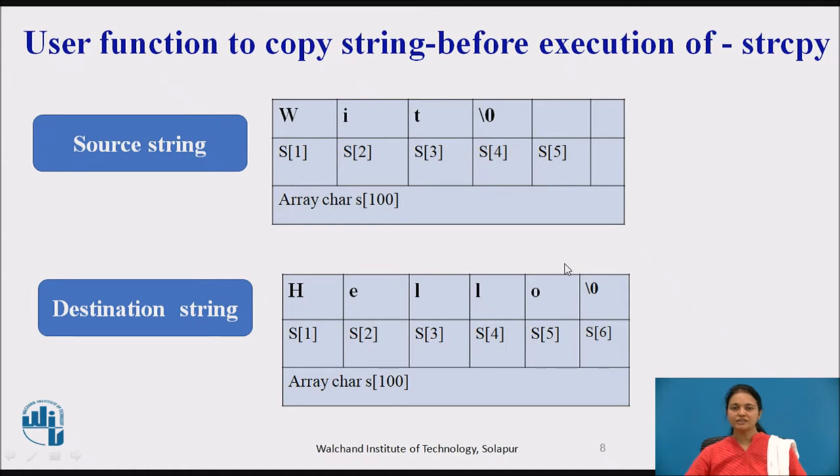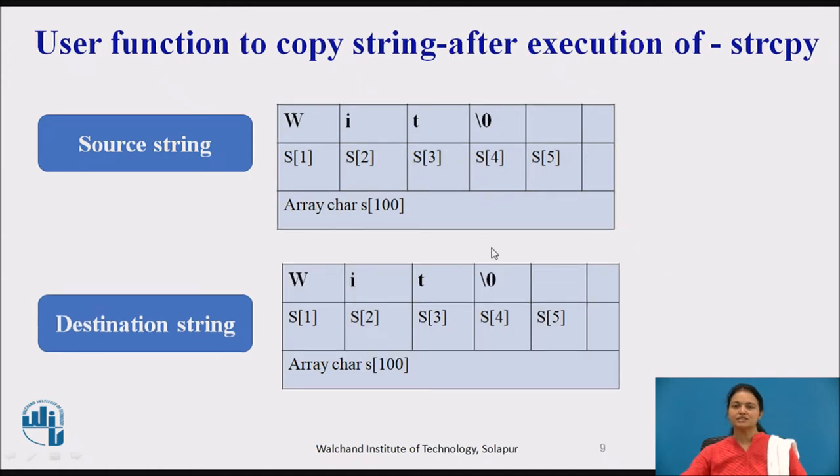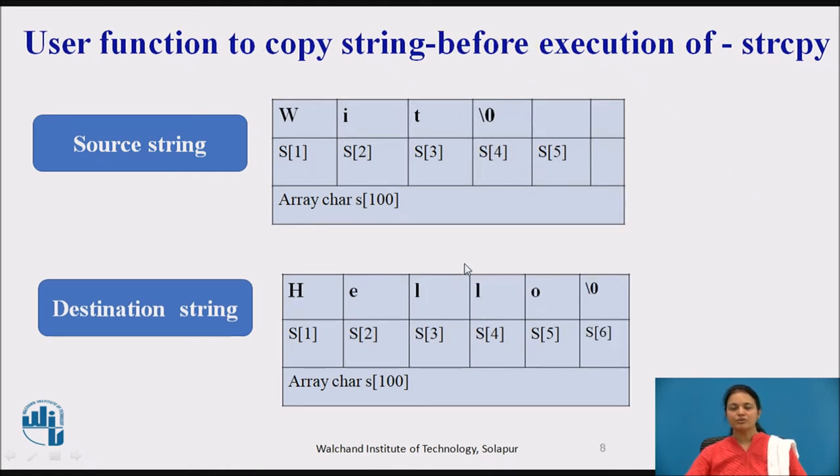Now after execution of this, what will happen? See, the source string is as it is, wrt with null, and you can see the destination is having wrt instead of the hello characters we were having.